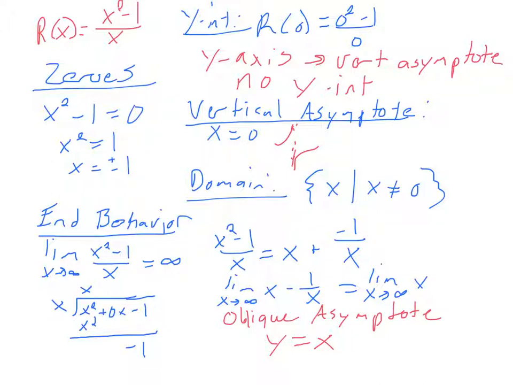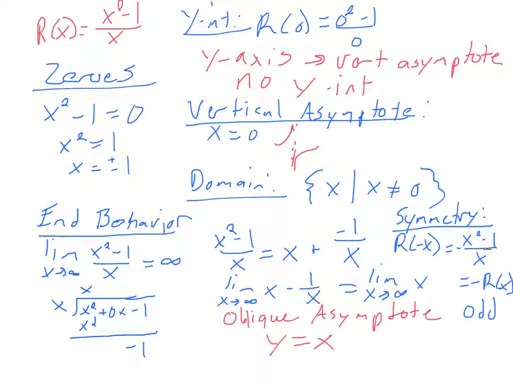We want to talk about symmetry. And so if we go ahead and take r of negative x, we're going to get negative x squared is x squared, right? Positive x squared doesn't change anything, over negative x makes the whole thing the opposite of what it was before, right? So we end up getting that this is equal to negative r of x, and so this function is going to be odd, right? And so it should have symmetry about the origin. So if the function that we end up drawing doesn't have symmetry about the origin, we know we made a mistake somewhere along the way.